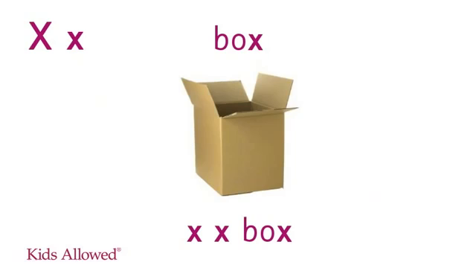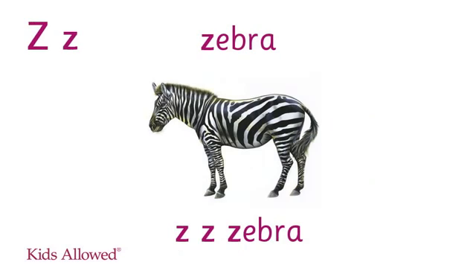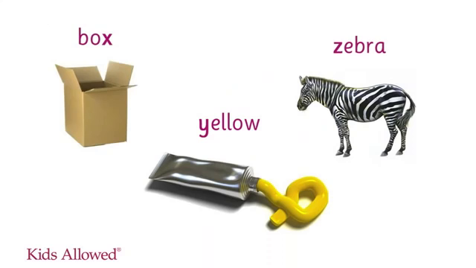X is for box. Box. Y is for yellow. Yellow. Z is for zebra. Zebra.